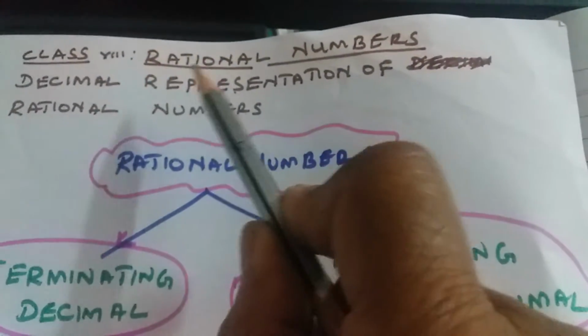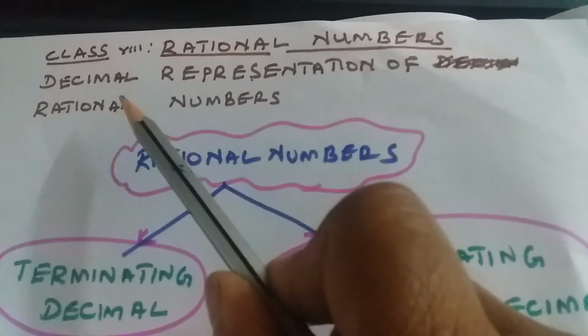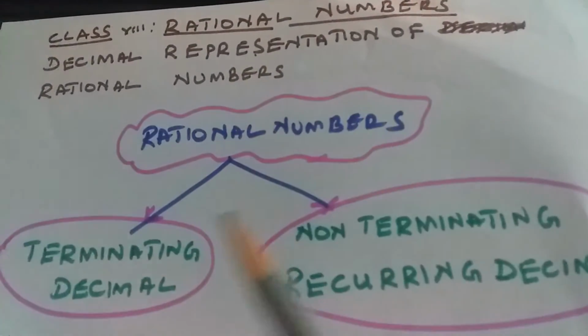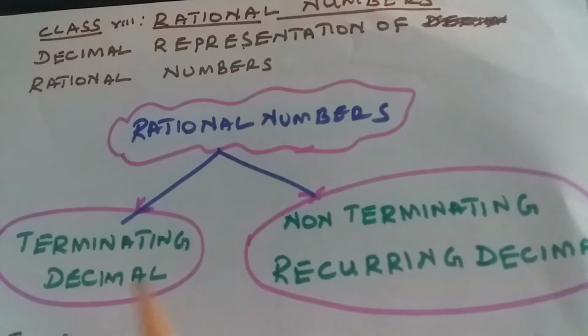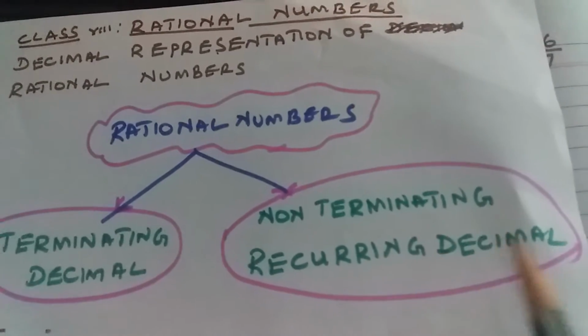Today we'll see class 8 rational numbers. In this we are going to see the topic decimal representation of rational numbers. Rational numbers can be written in two types of decimal numbers. One is terminating decimal and the other one is non-terminating recurring decimal.